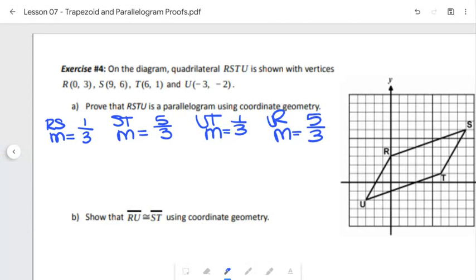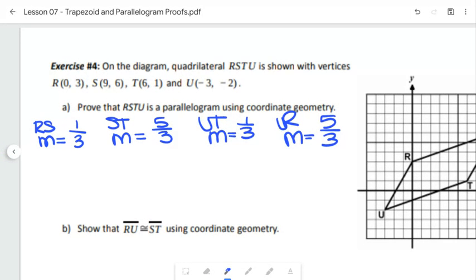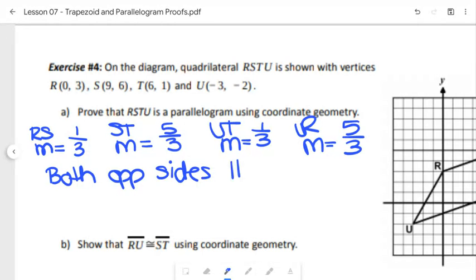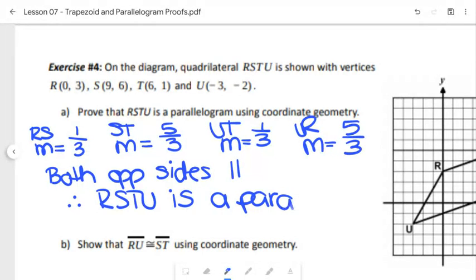So we can easily say that this is a parallelogram because we have both pairs of opposite sides parallel. Therefore, RSTU is a parallelogram. Remember, there's multiple ways we could have done it. I could have drawn in the diagonals and show they bisect each other with the midpoint formula. I could do the distance formula 4 times to show opposite sides congruent. Slope's just the fastest one, in my opinion.